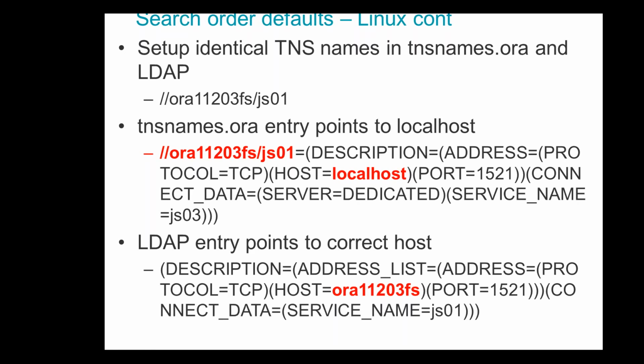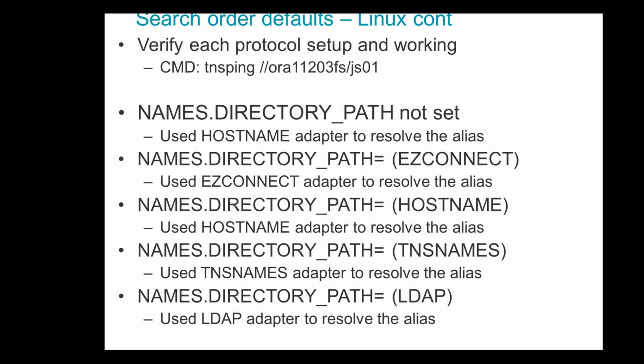So let's find out what happens when we modify the names directory path. There's our command, tnsping, and our host name and service name. Without any directory path at all, the hostname adapter was used to resolve the alias. Easy Connect is actually an extension of hostname adapting. If I set EZCONNECT, then it does use the Easy Connect adapter to resolve the alias. With the names directory path set to hostname, it uses hostname, as it did when nothing was set. TNSNAMES is similar, and LDAP as well. So they all are working in the way that we would expect them to.